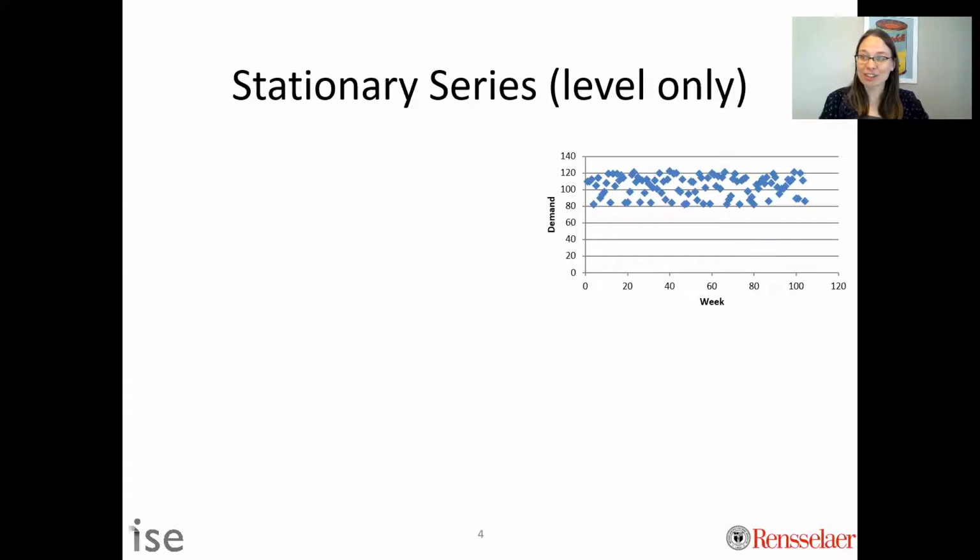All right, so let's get started with the simplest time series, which would be a stationary series. The idea here is the only systematic component would be level. Here's an example of some data that you could see. There's definitely variability over time. It's not perfect, but there doesn't seem to be a trend. There doesn't seem to be seasonality. And so this would be an example of a data set that would be appropriate to consider as a stationary series.